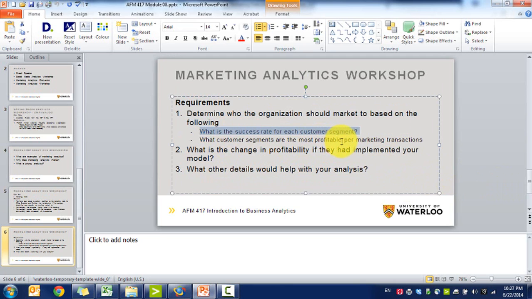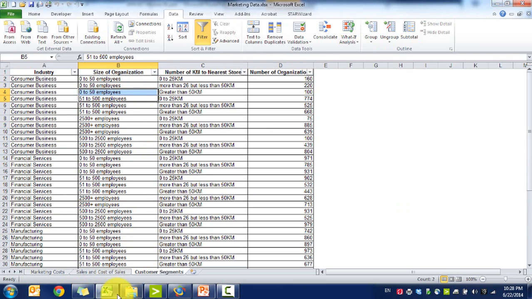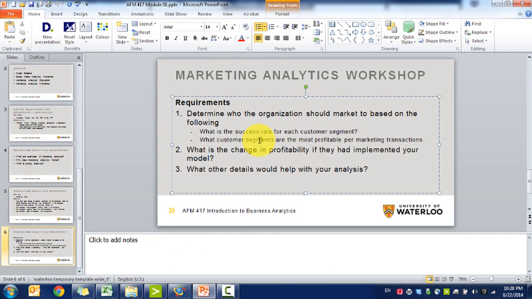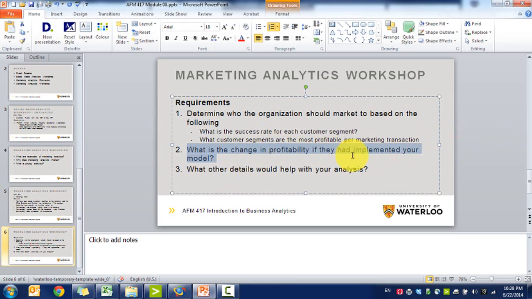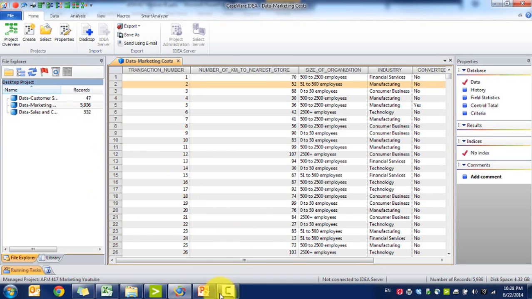What is the success rate for each customer segment? So the customer segments are here. What customer segments are the most profitable per marketing transaction? What is the change in profitability if they had implemented your model? What other details would help with your analysis? So that's more of an open-ended question. So I've already imported the data, so let's get started.